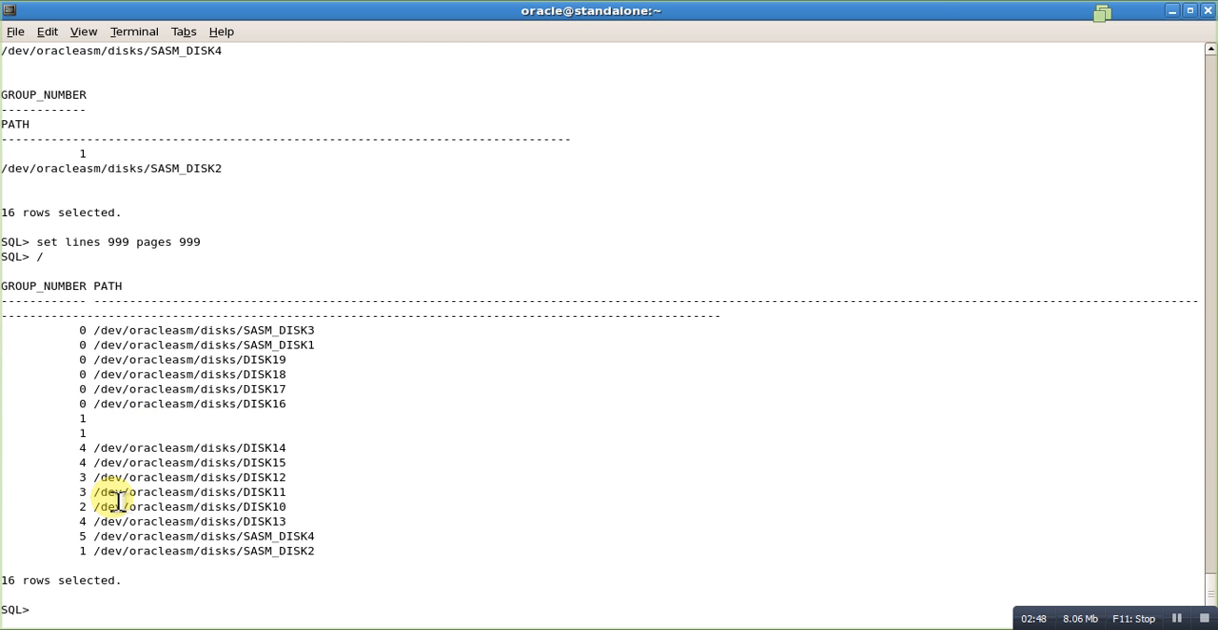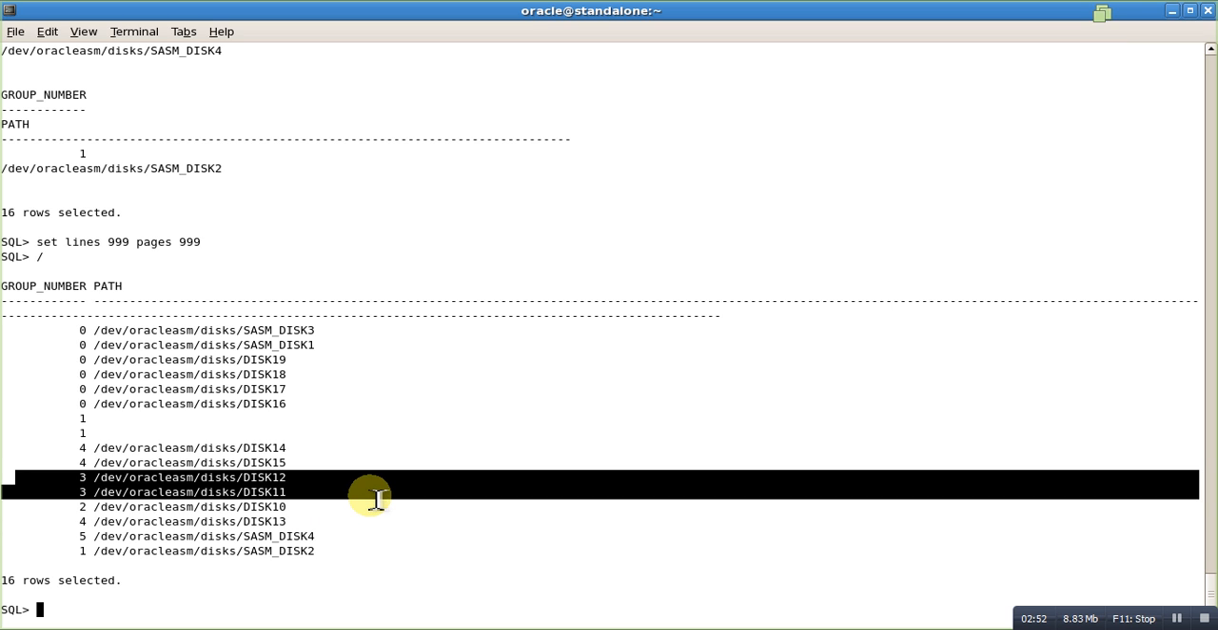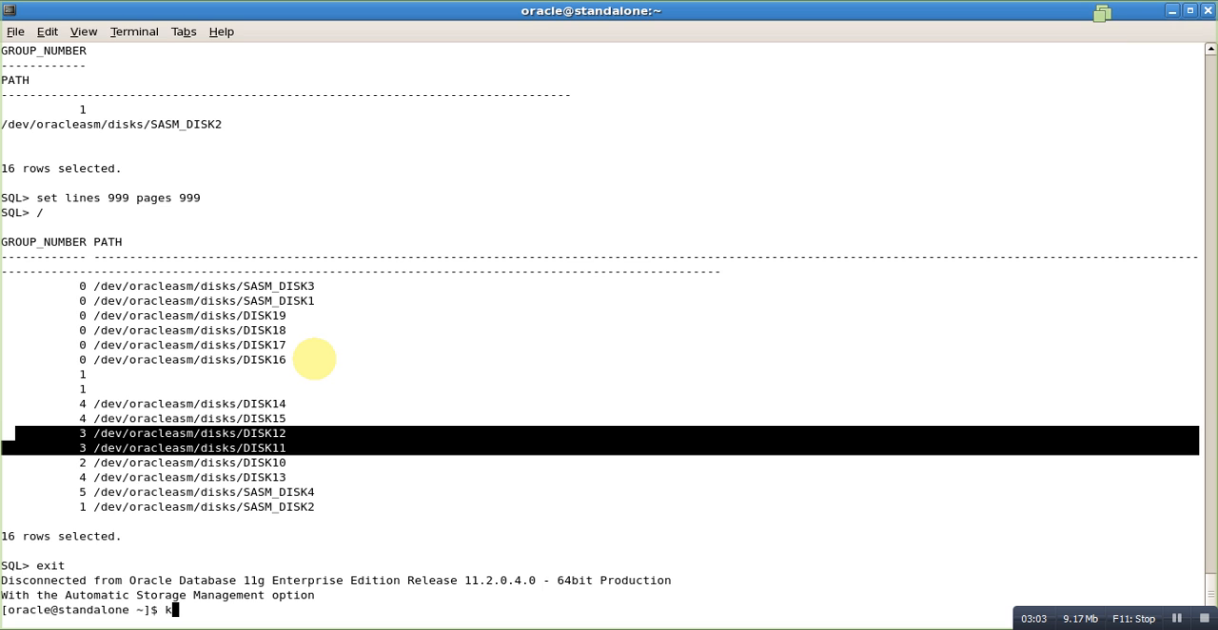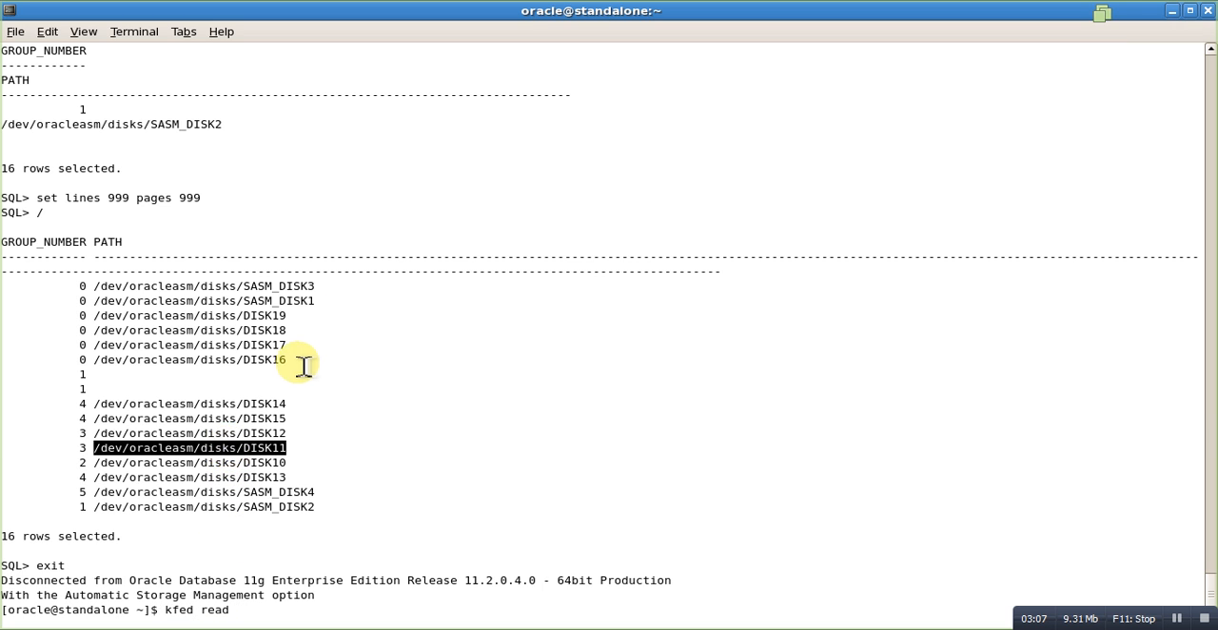Now let's see the data disks which belong to this group 3. So these are the two disks which belong to the disk group DG2. Now let's try to find out this allocation table from this disk. So I'll be using kfed read, and I'm selecting disk 11, and allocation unit 0, and I said that it will be from block 2 to block 255.